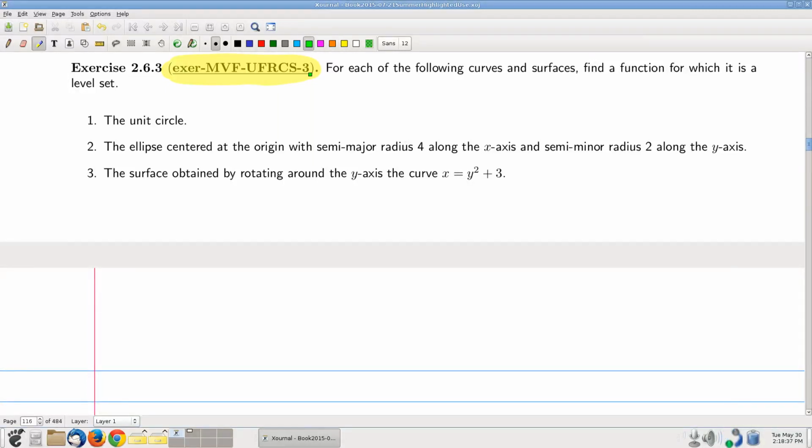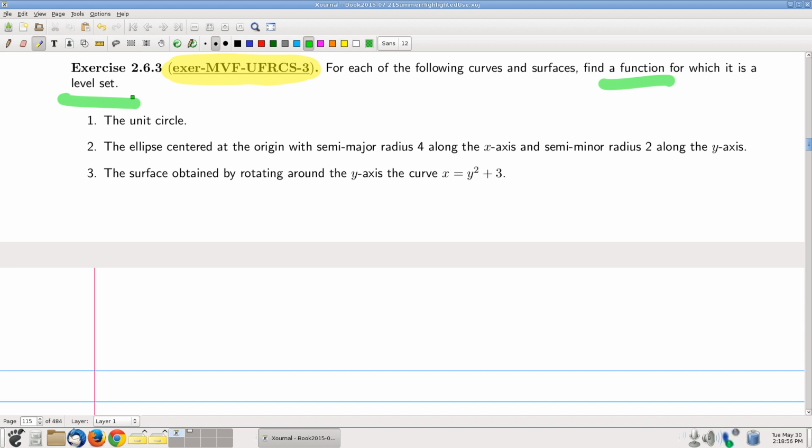Right. Okay. So we've got certain curves and surfaces that are given, and we want to find a function for which it's a level set. By the way, in general, finding a function for which it's a level set is not that different from just finding the equation.